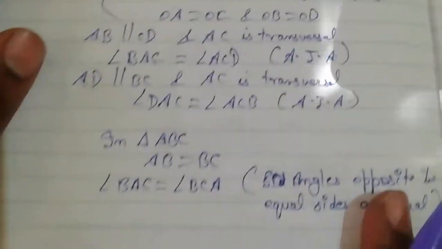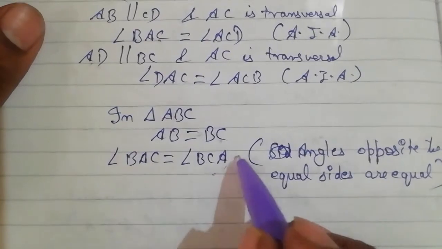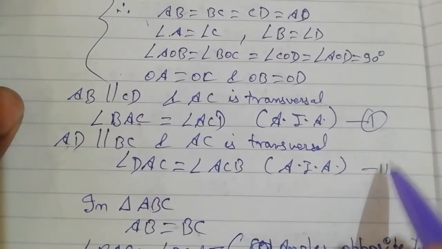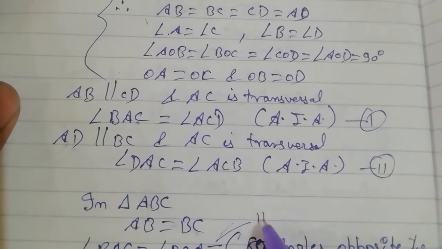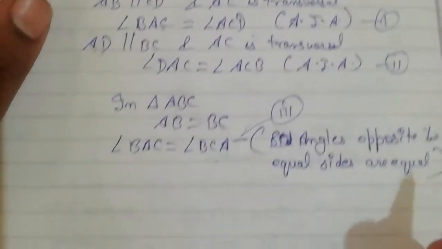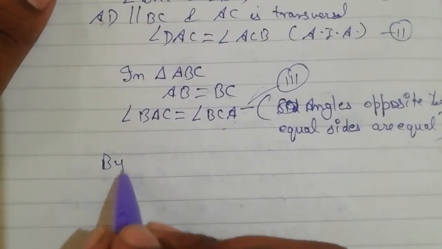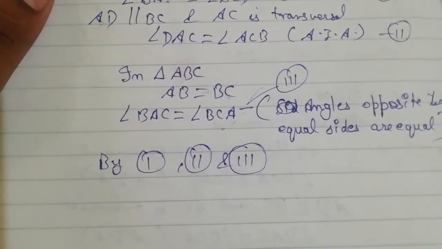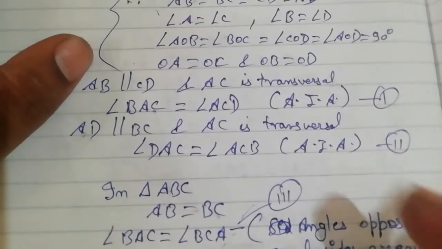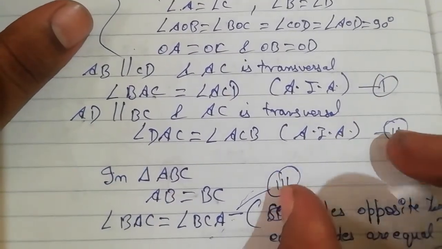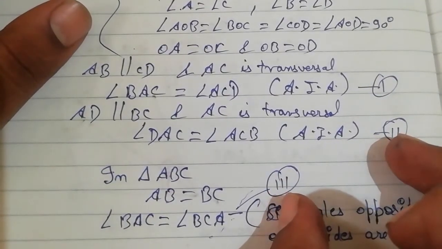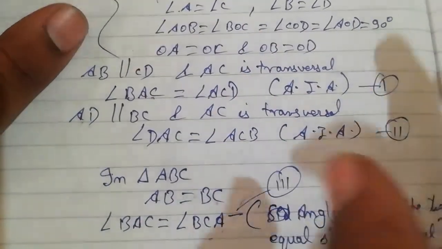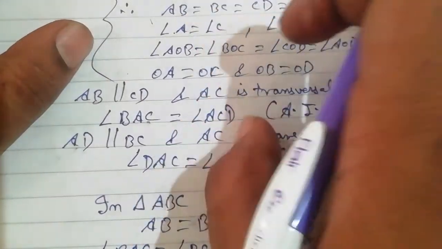Look here. If we consider this as our first equation, this as second, and this one as third, by first, second and third, I am taking simultaneously. You can take first and third together, then second and third together. From first and third you will get AC bisects angle A, and from second and third you will get AC bisects angle C.